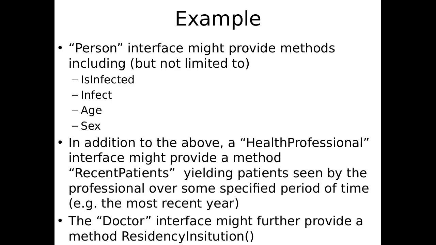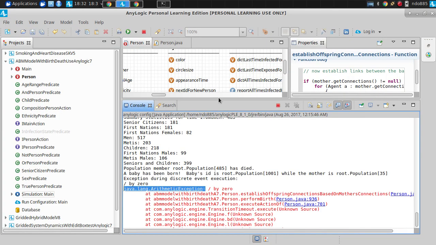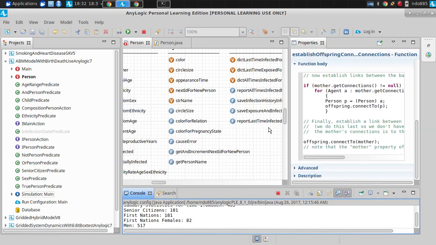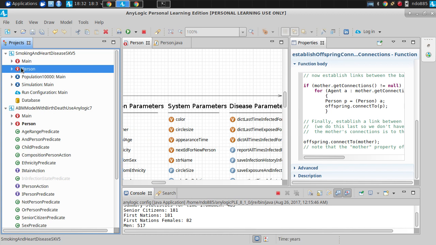Right. So let's talk about a practical implication of this. Let's go up to one of the models we built. Let's go to this one. Here we go. Let's go to person.